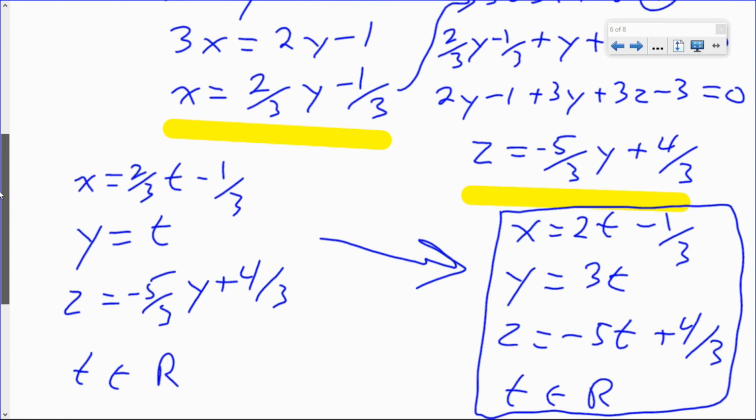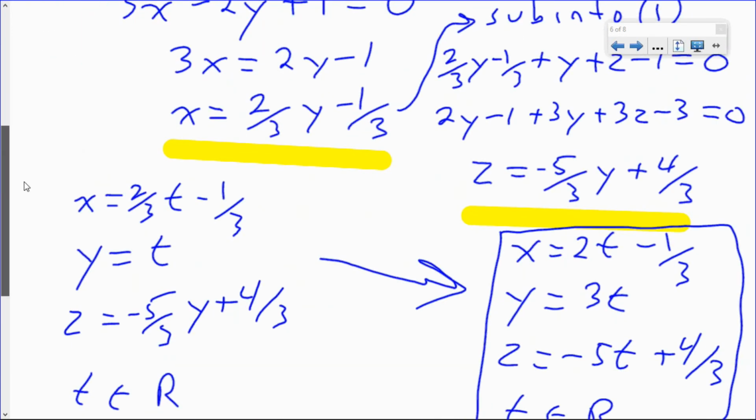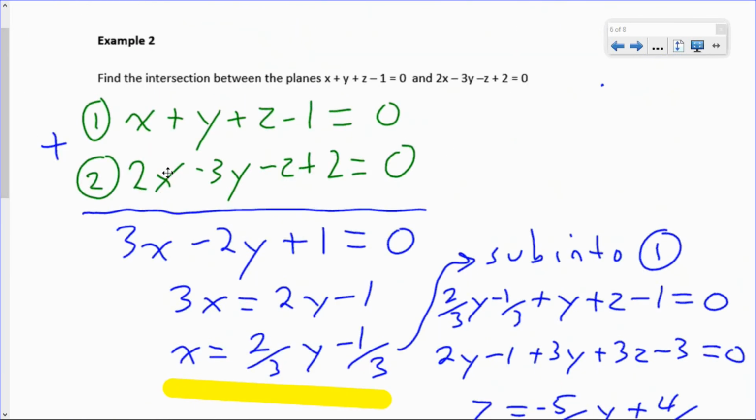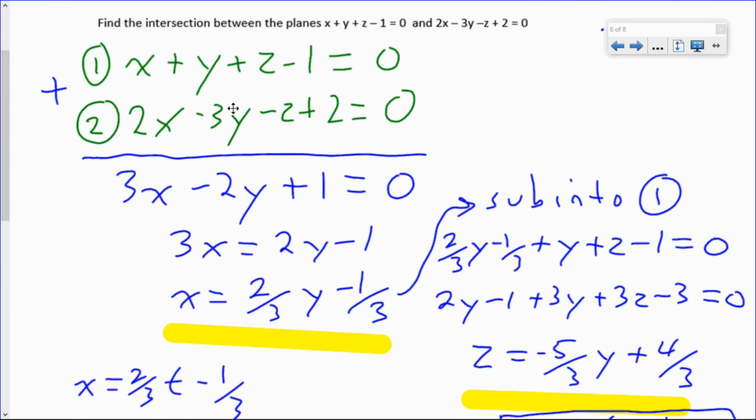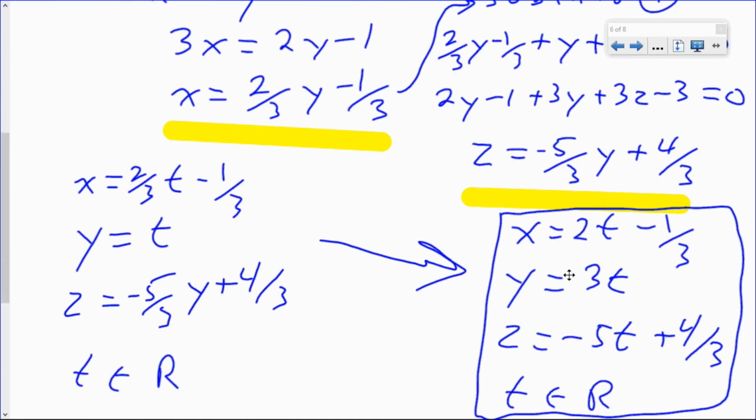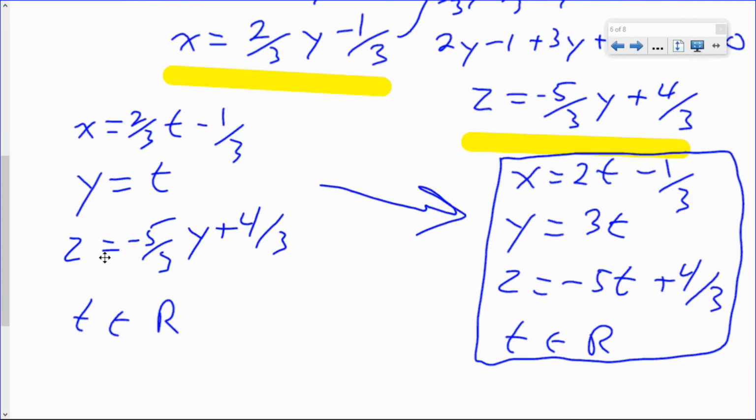Now, one thing that might be a little frustrating for you is that if you wanted to, you could have started this problem by eliminating the x's, in which case you'd have an entirely different equation of a line. In fact, you could eliminate the y's to start, in which case you'd have an entirely different equation. In fact, there's really 3 different equations of lines you could come up with: one where y is your parameter, one where z is your parameter, and one where x is your parameter. And since vector and parametric equations of lines are not unique, they would actually all represent the same line.